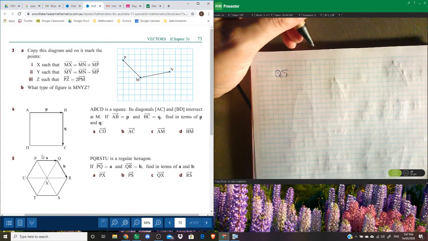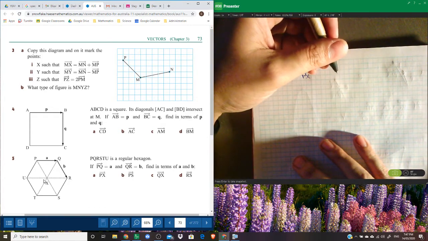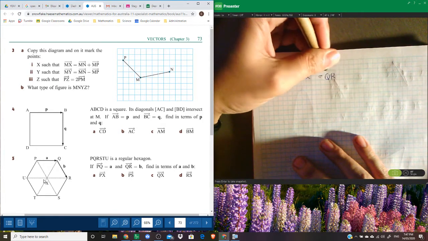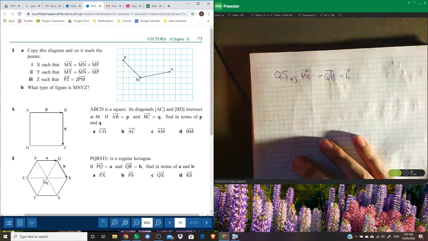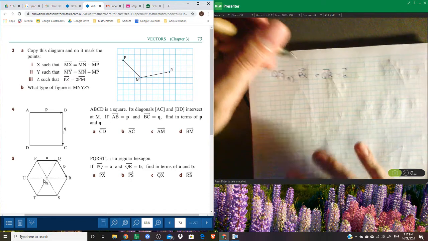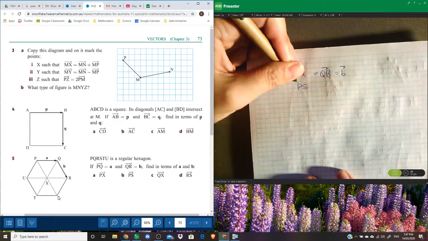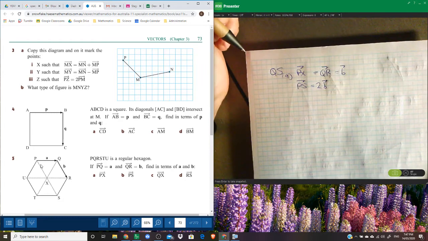So the idea that PX is parallel to QR, and also these vectors are equal in that sense. So that's equal to B. There's part 1 on part A. Okay, so what else have we got? PS. So PS is twice the length of that. You see all these side lengths are the same because it's regular, and all these diagonal segments are also equal in length.